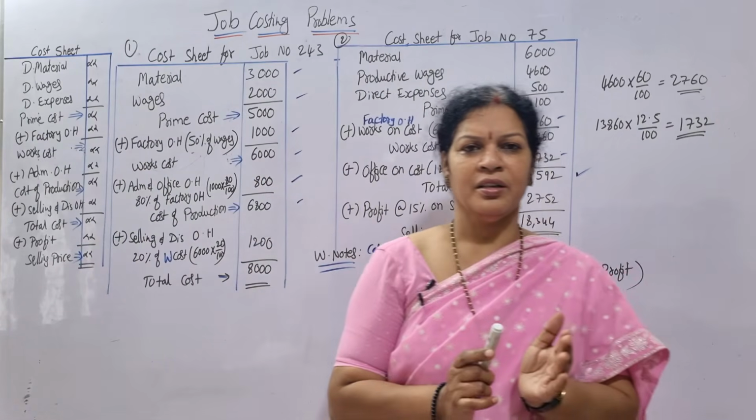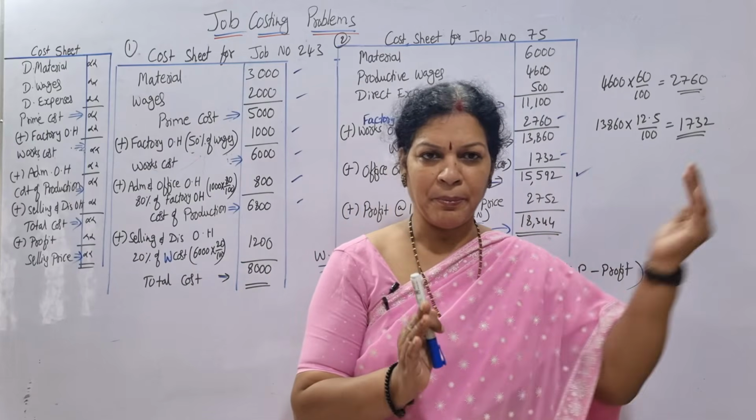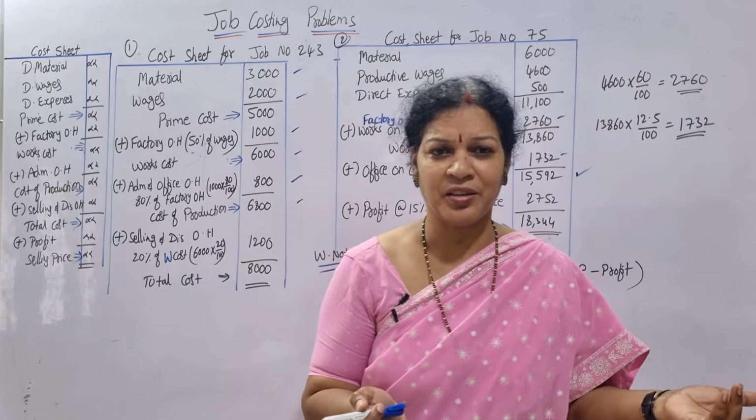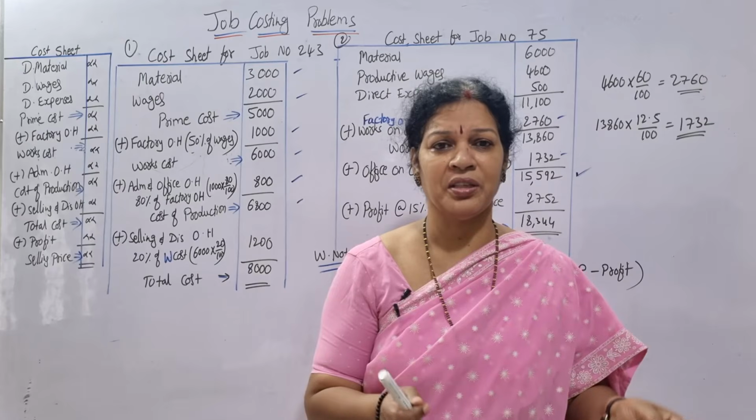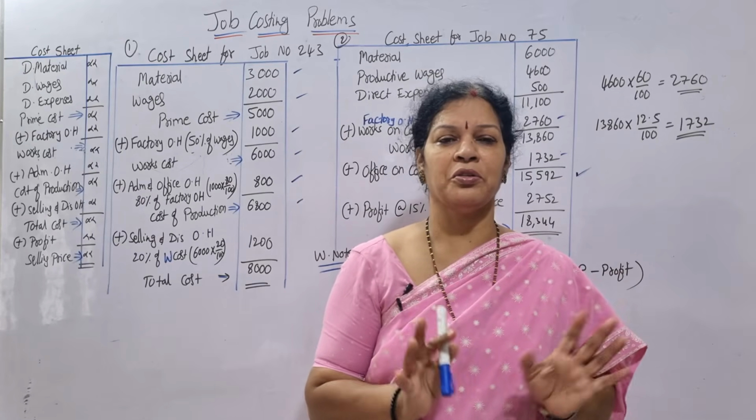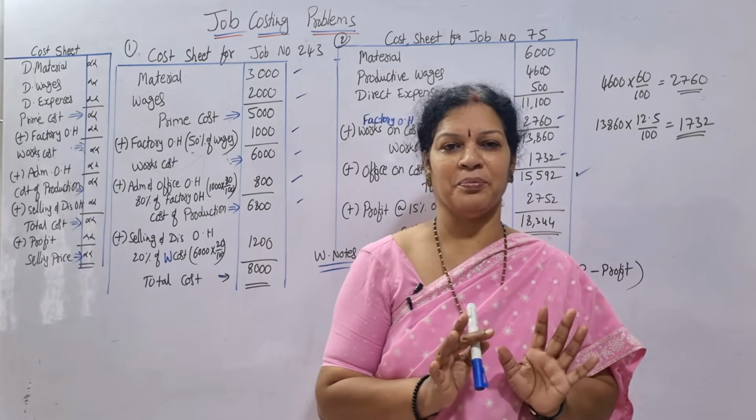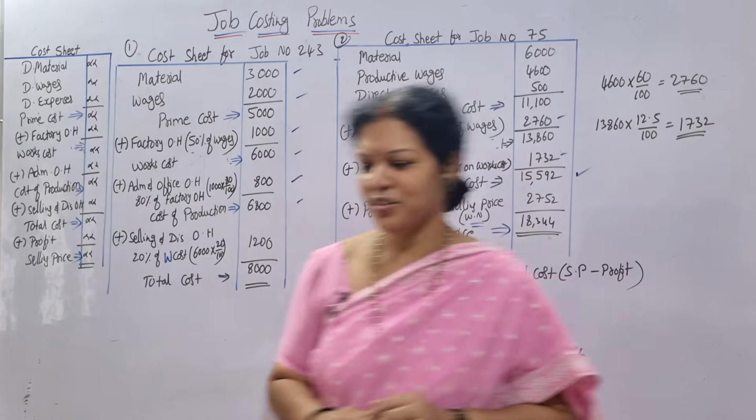For that particular job purpose, you are preparing a cost sheet. In fact, it's a cost sheet only. But the only thing is, we are saying for job number so and so, we are preparing it for that particular job. That's all. Take a screenshot.